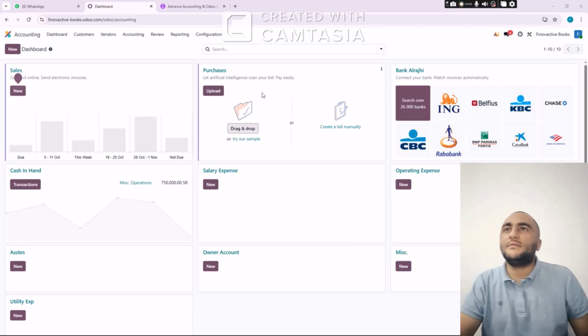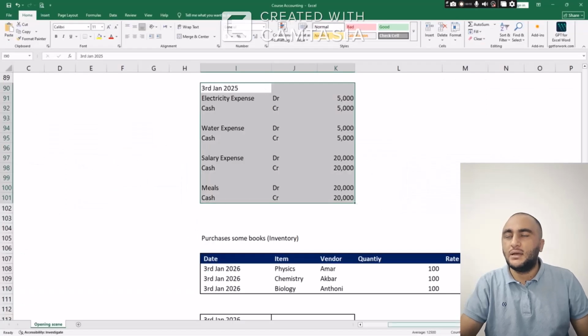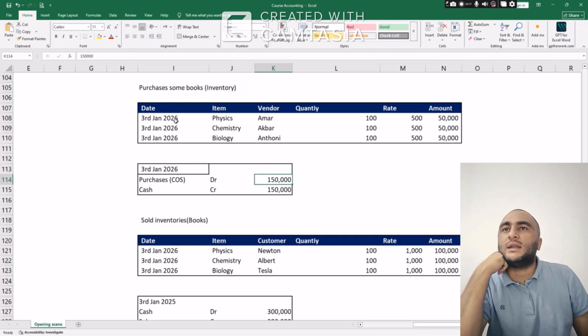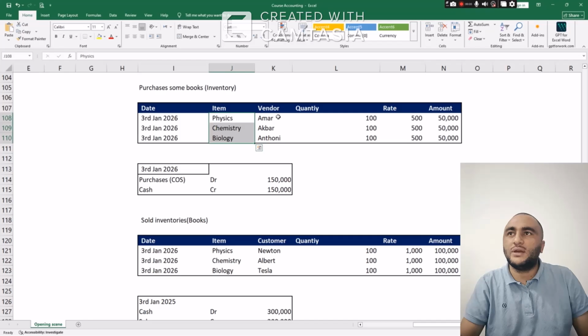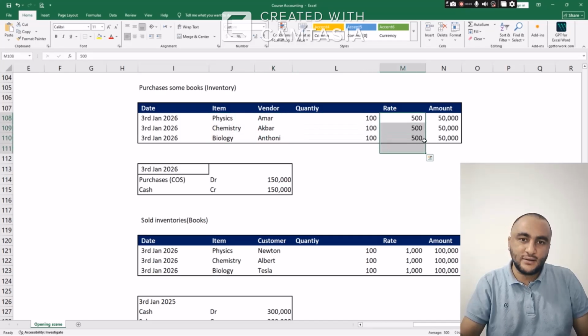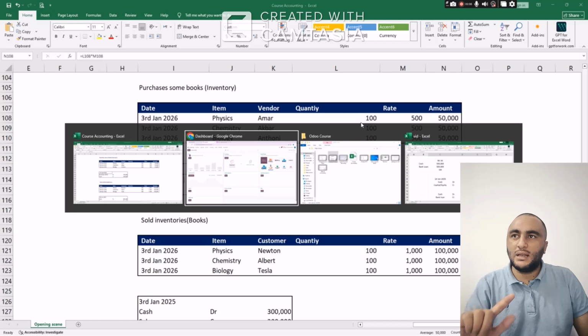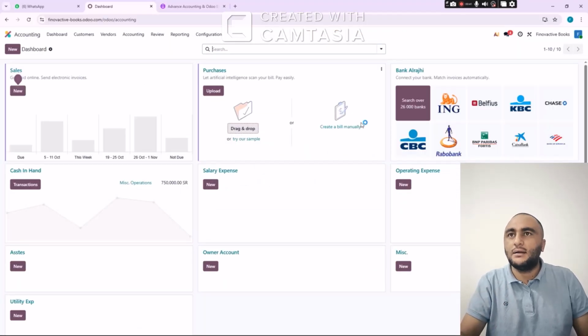Hi guys, welcome back. After the increase of assets and expenses, we can now input our purchases. As you know, we have purchases of 150,000 in total. We purchased on 3rd Jan 3 types of books from 3 different vendors, in the same quantity for the same price, and this is our amount. So let's assume this first is without any tax. We will have cases of tax later.